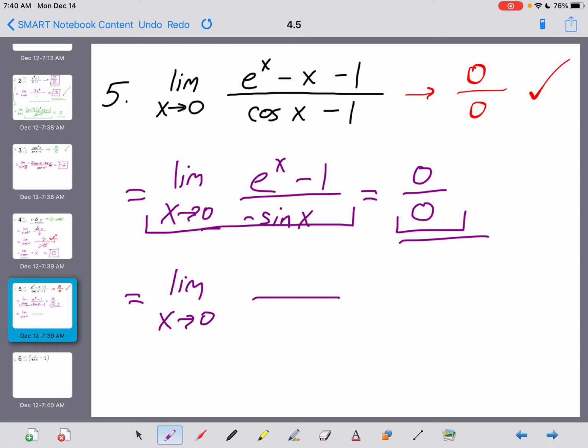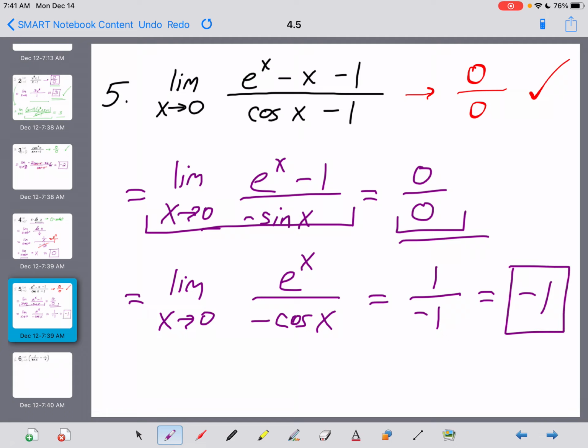Limit as x approaches 0 of derivative of e to the x is e to the x, and that minus 1 just becomes a 0 when we differentiate. And down on the bottom, the derivative of negative sine of x is negative cosine of x. So what happens now when we let x actually become 0? Up in the numerator, e to the 0 power is 1, and down on the bottom, cosine of 0 is 1, the opposite of that is negative 1, and there's the answer we were looking for, everybody, of negative 1.